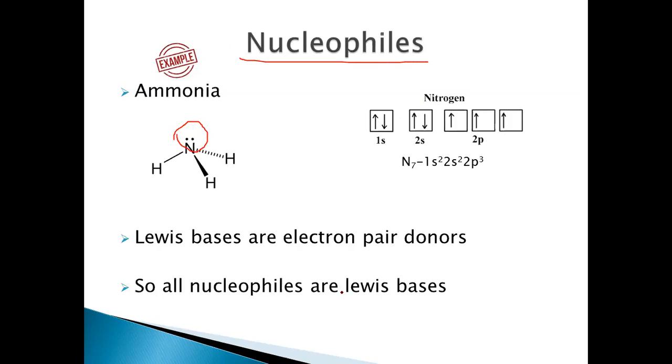And one more thing, what are Lewis bases? They are electron pair donors, so they can readily give away the electrons. So the nucleophiles are also electron pair donors. They can give away the electrons. So all nucleophiles are Lewis bases.